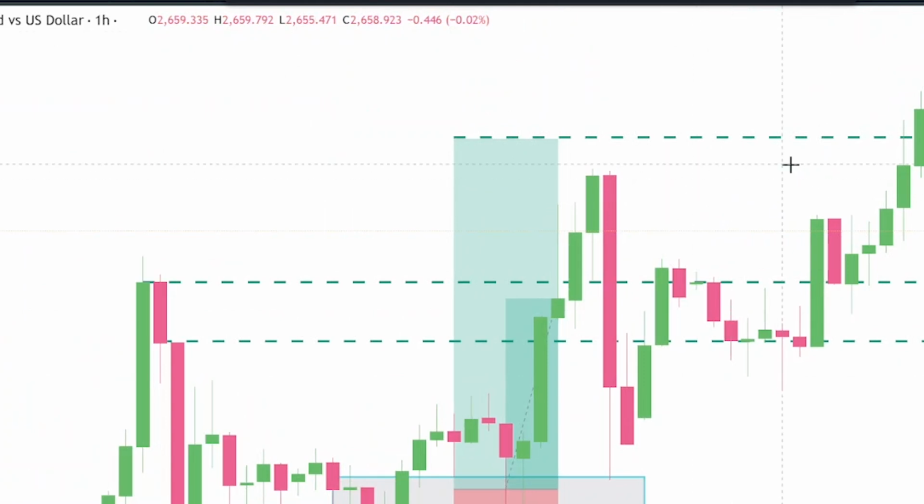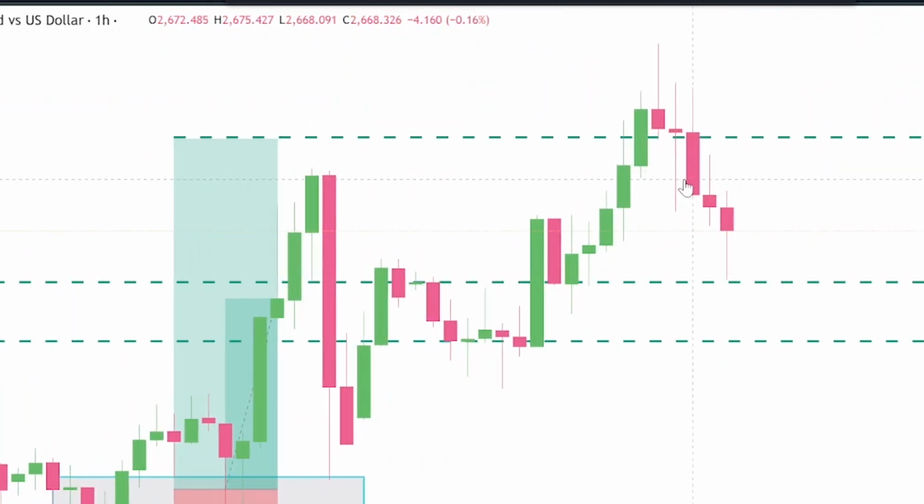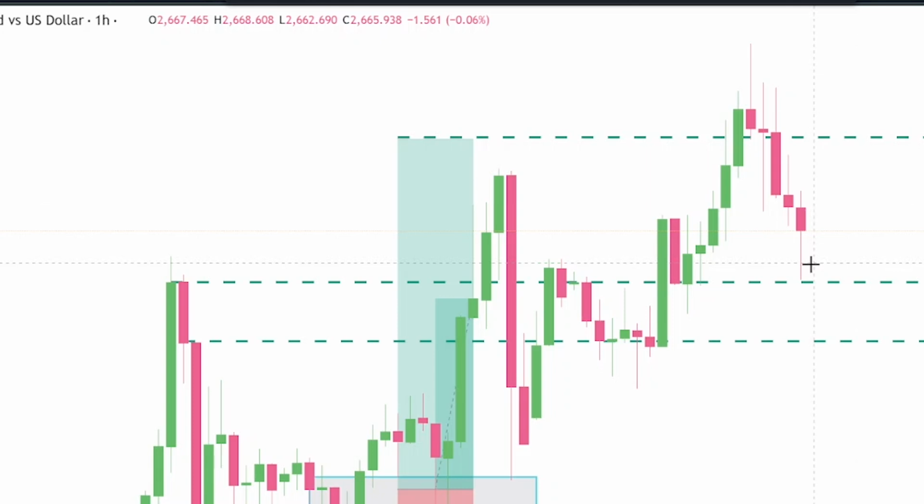Guys, remember, you have to backtest these strategies before you start using them on your real account. Remember that. Backtest so many times so that you can get confidence in what you see every day.